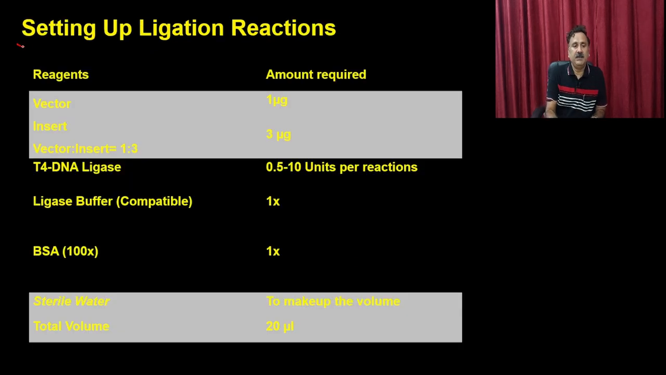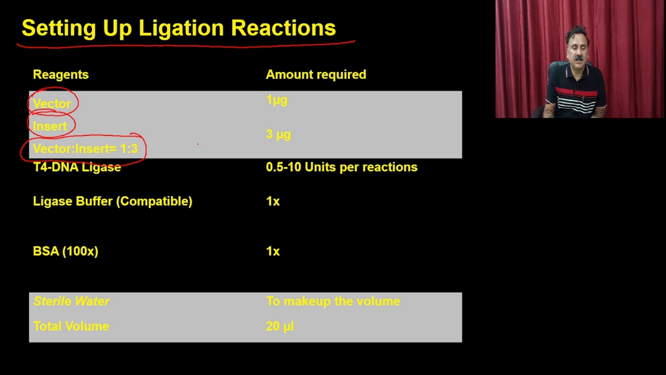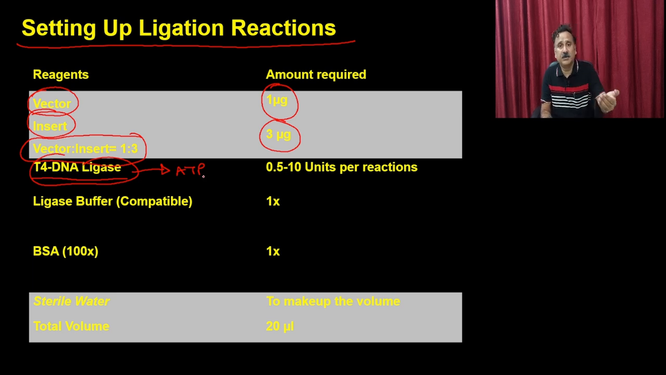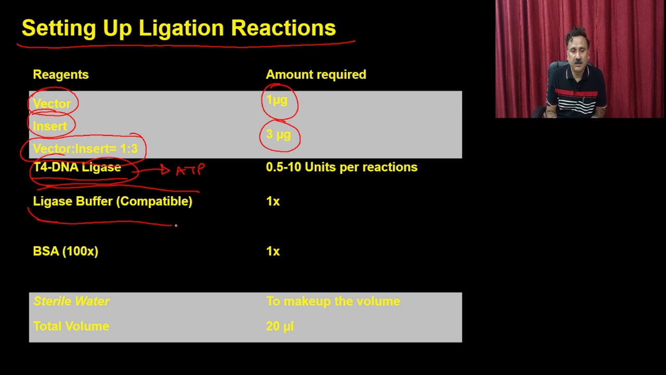Now, how are you going to set up the ligase reactions? Ligase reactions are set up between a vector and the insert, right. Normally we keep a ratio of vector to insert as 1:3. So, you take 1 microgram of vector and 3 micrograms of insert. Then you put the ligase, so T4 DNA ligase. Remember that T4 DNA ligase requires ATP, whereas if you are using E. coli ligase, you are also supposed to put NAD plus. Then we require the ligase buffer, and you are also going to put the BSA, sterile water, and the total volume should be 20 microliters.